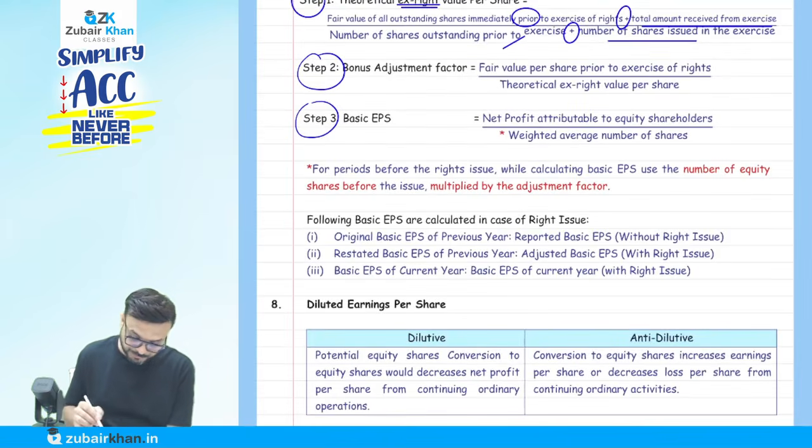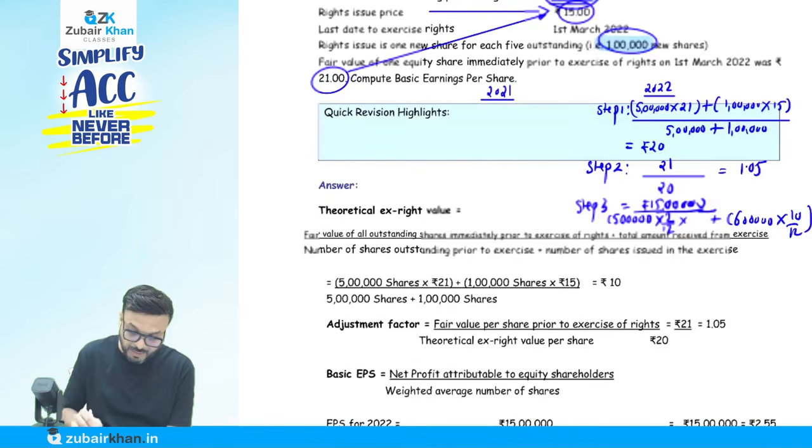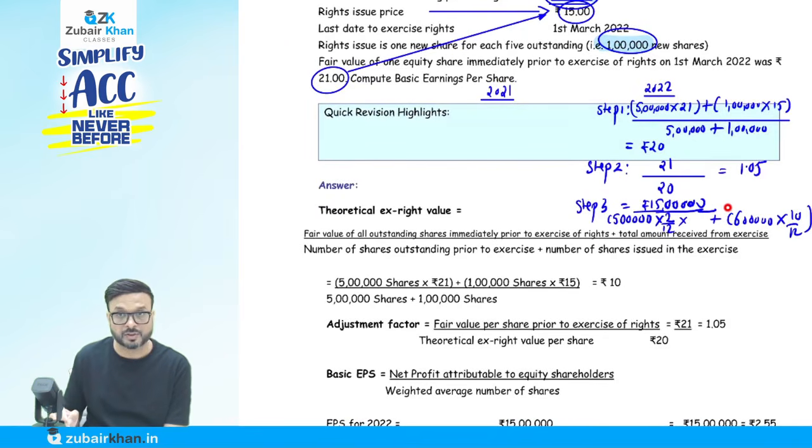They say that for periods before the right issue, while calculating basic EPS, the number of equity shares before the right issue must be multiplied by the adjusting factor. So we issue the right issue on the 1st of March. Before the 1st of March, how many shares were outstanding? 5 lakh.